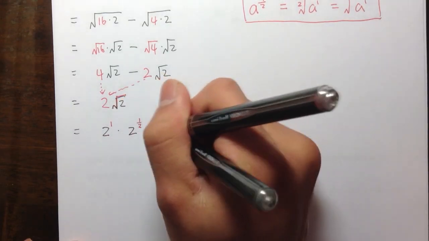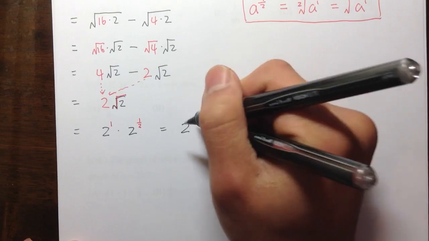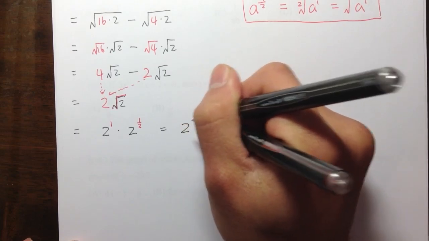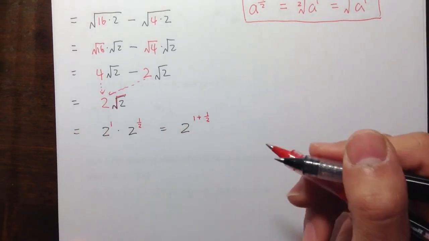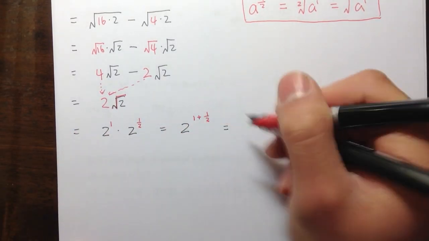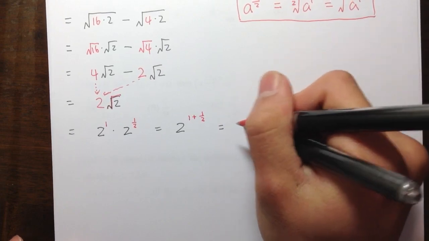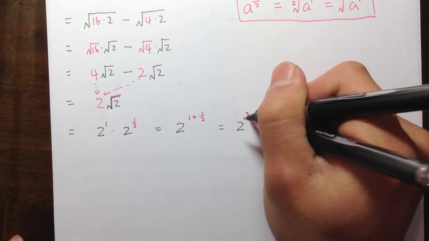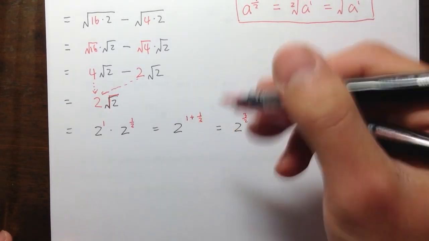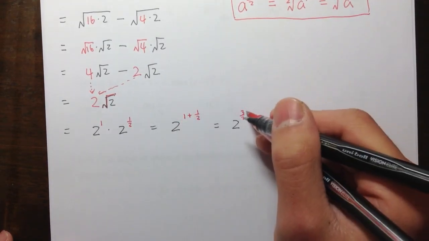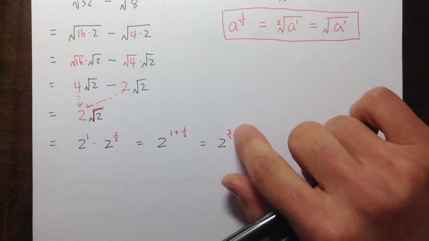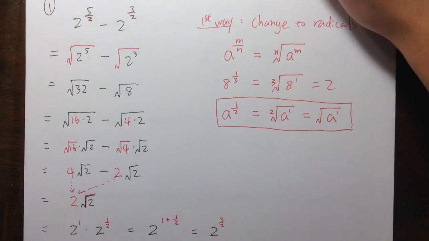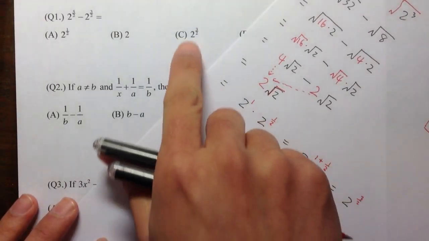So this is the same as saying 2 raised to the 1 plus 1/2. You can just add the exponents. 1 plus 1/2 is equal to 3/2. So we get 2 raised to the 3/2, because 1 is equal to 2 over 2, and then you add 2 plus 1 is 3, with the same denominator. So altogether, 2 raised to the 3/2 power. Let me see if I'm lucky enough this time. And I got it. That's answer choice C.